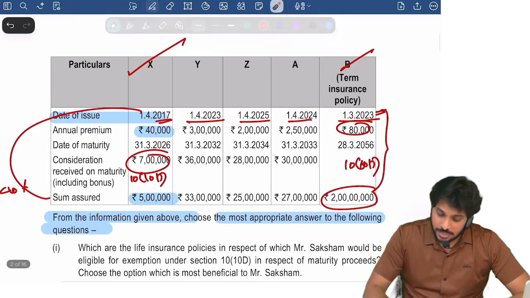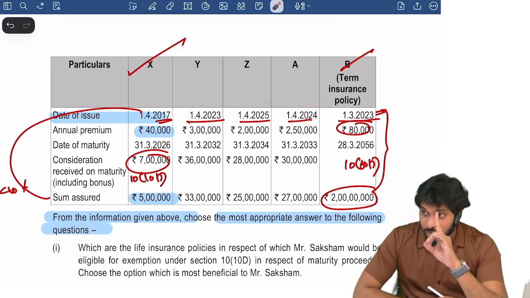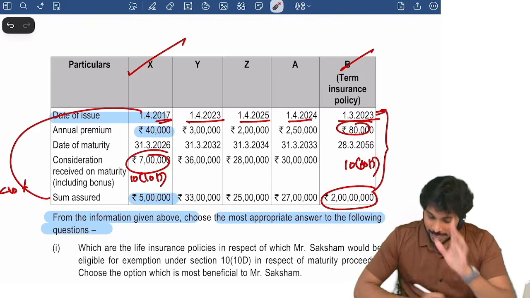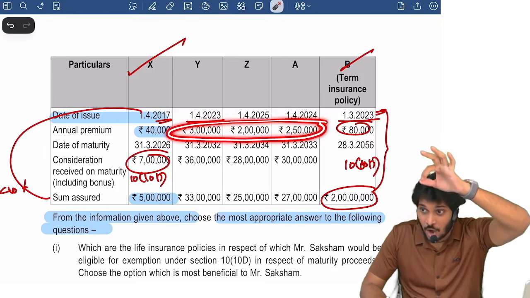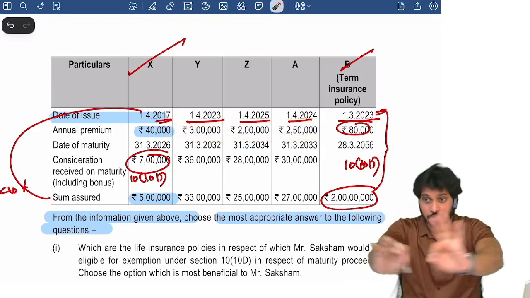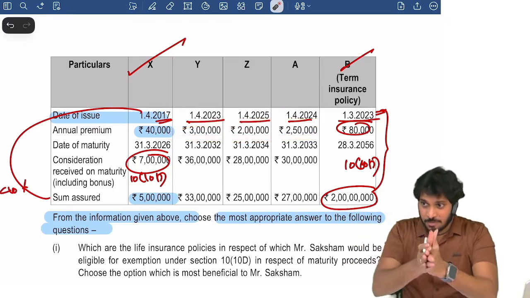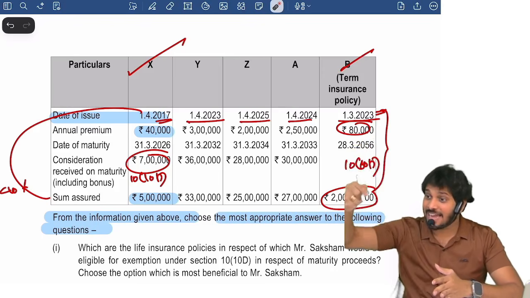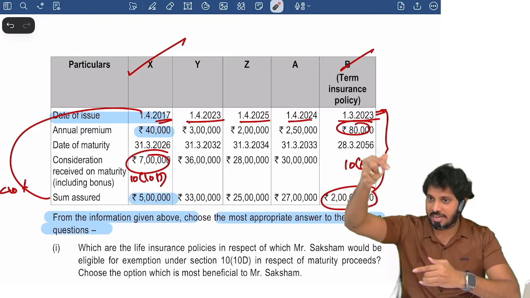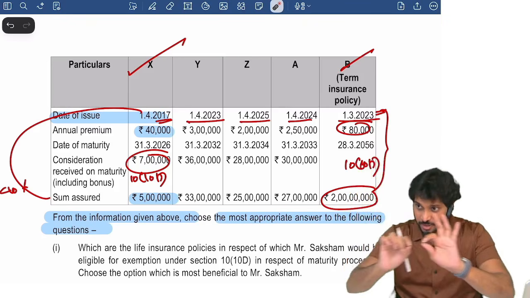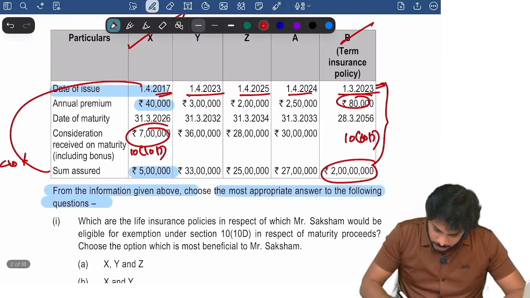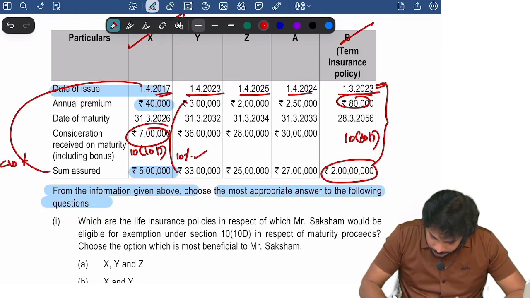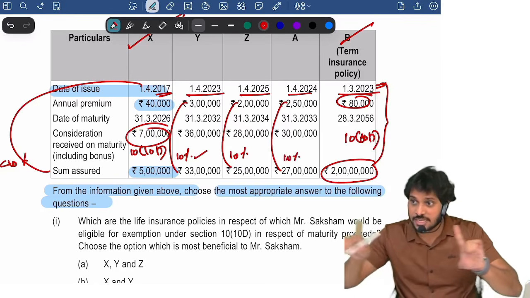Now there are 3 policies he has taken on or after 1st April 2023, and all the 3 policies' premium put together exceeds 5 lakh. Then at the option of the assessee, those policies where aggregate premium does not exceed 5 lakh will be exempted, provided the premium for those policies is less than 10%. Now, first of all, is this less than 10%? Yes. Is this less than 10%? Yes. Is this? Yes. In all these 3 cases, the 10% criteria is satisfied.